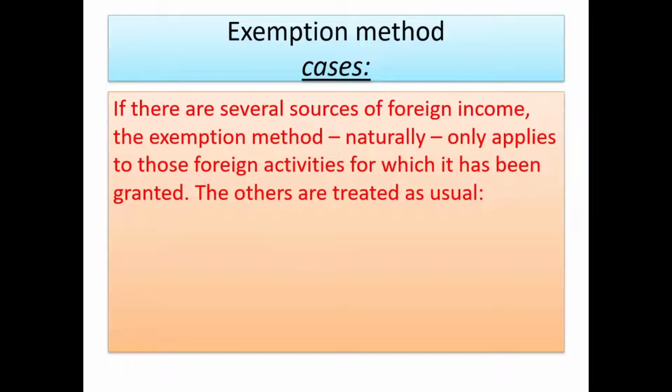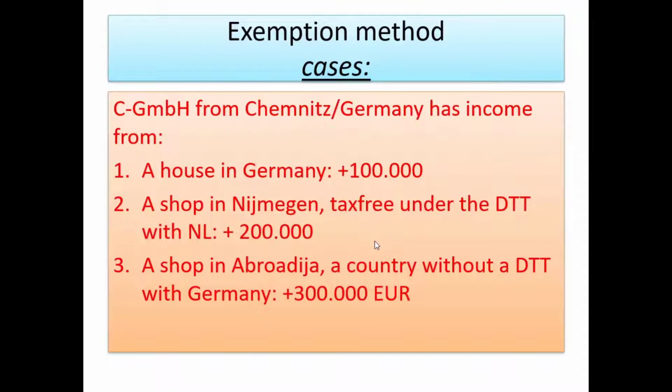Now, naturally, there is one additional remark to be made. Sometimes a GmbH or AG or what else, or a natural person has several sources of income from foreign states, and then naturally the exemption method can only apply to those activities for which it has been granted. All the rest, the remaining activities abroad, remain taxable. They will be treated as usual, for example, under the credit method or the deduction method or whatever you find out. So to illustrate this, we have again another case.